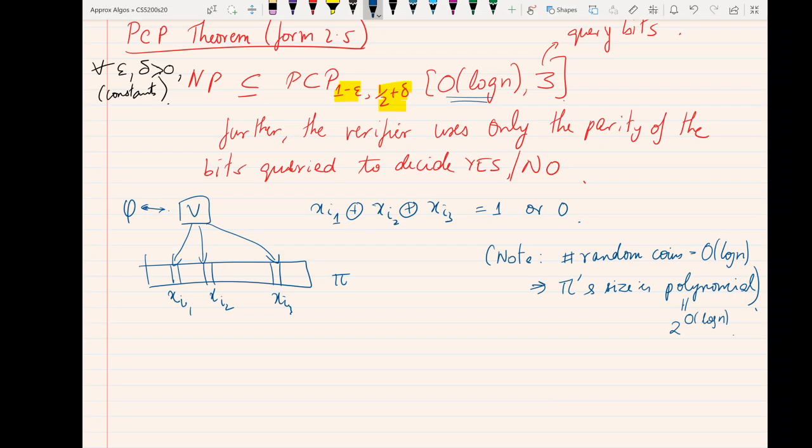Now, let us consider the following problem, which is formulated based on what the verifier is going to do. Let us say that the verifier is a valid verifier for the 3-SAT problem, which is an NP complete problem. The verifier tosses some R random coins, where R is order log n, comes up with locations to query in the proof, and checks the parity of them to be equal to some b.